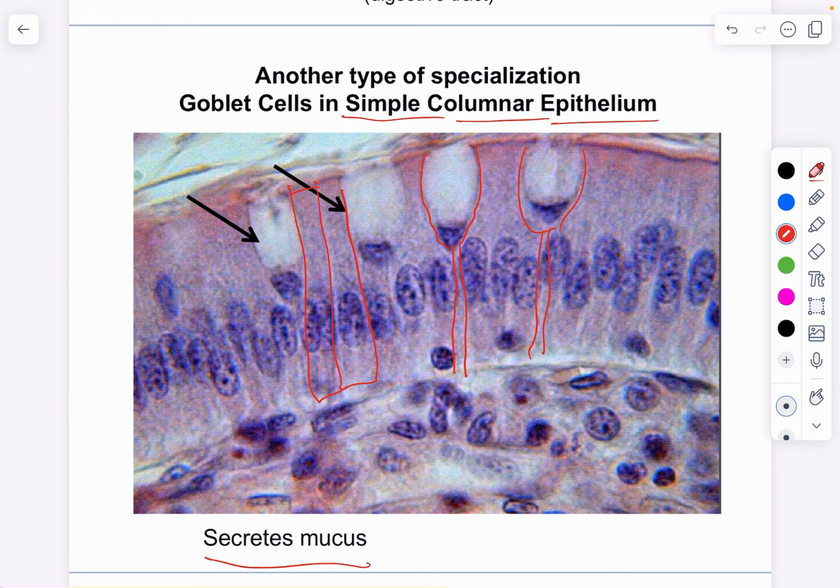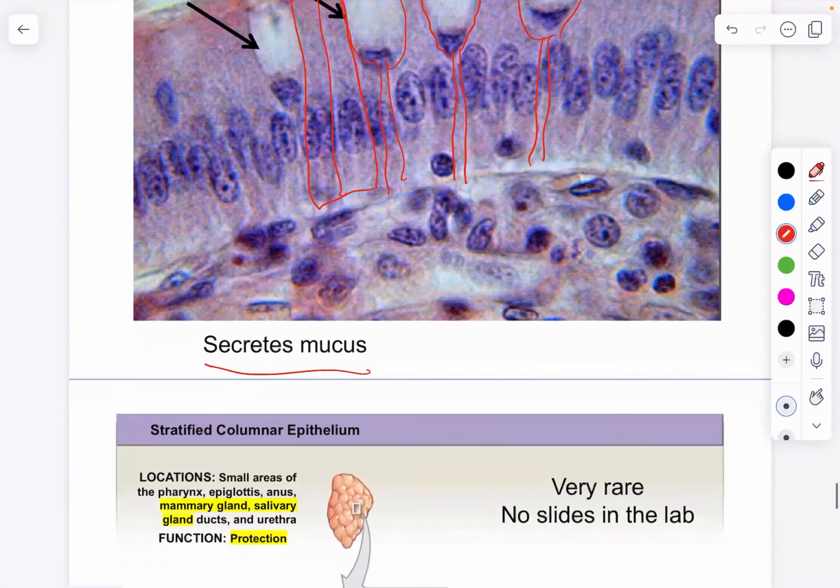So depending on where you are in the body, you may find lots and lots of these goblet cells. They are in the digestive tract, okay, because we need a lot of mucus secretion. So sometimes you will see that.